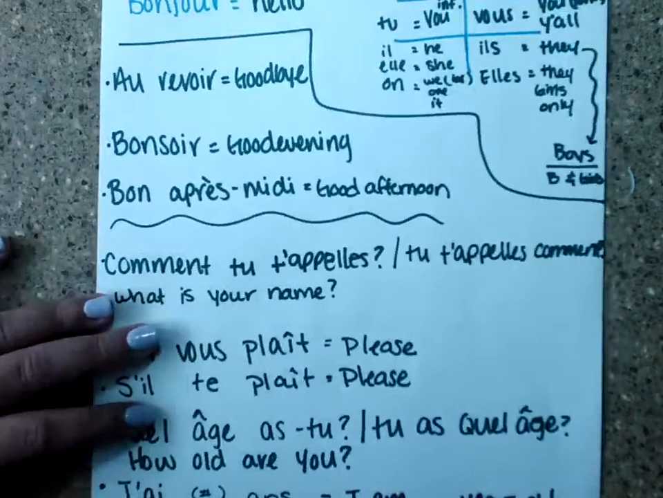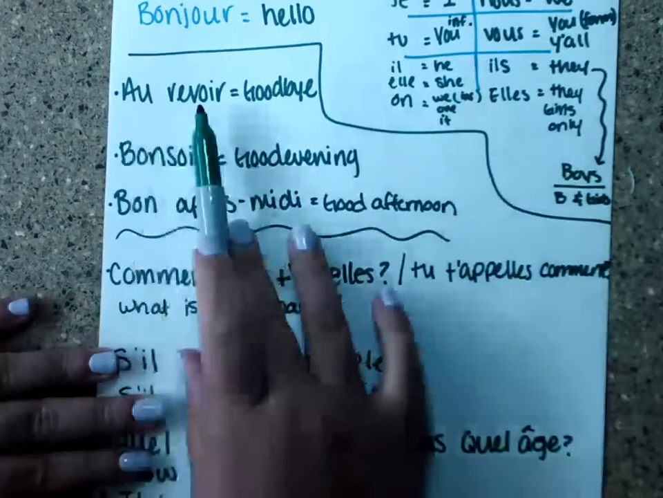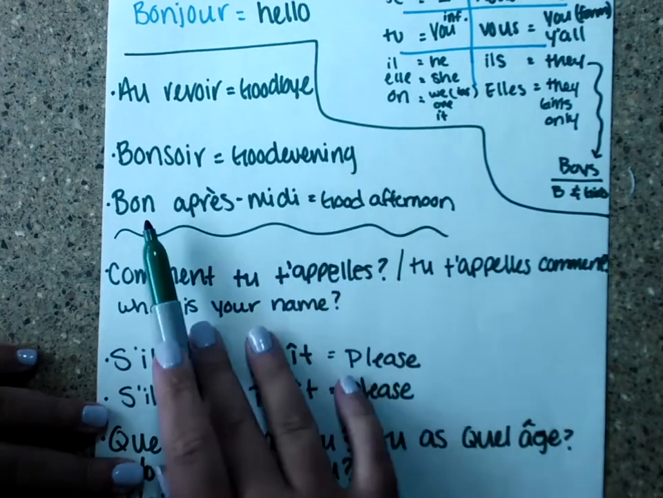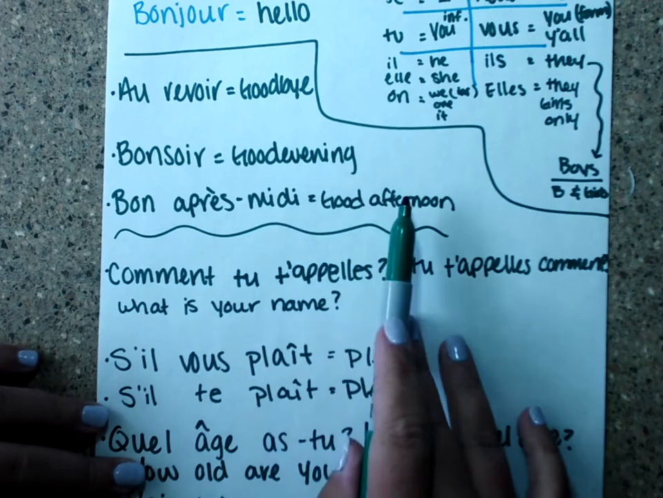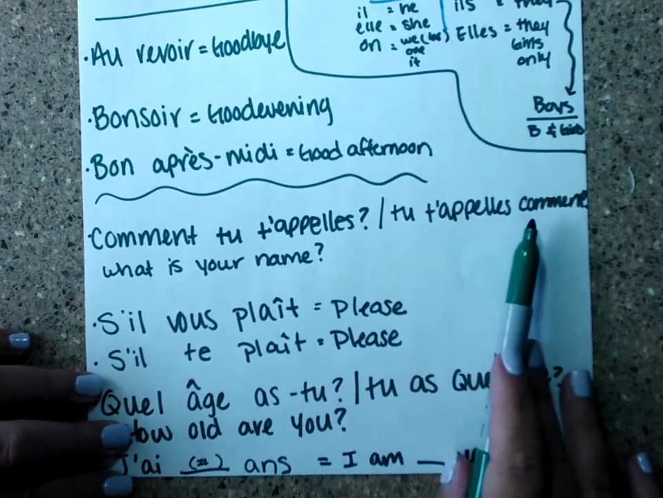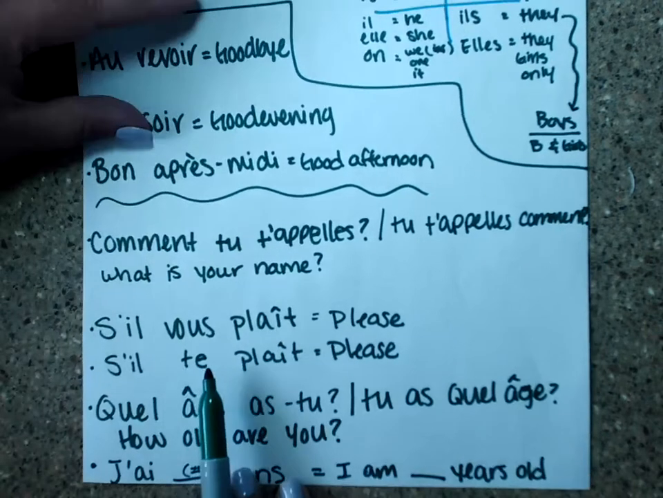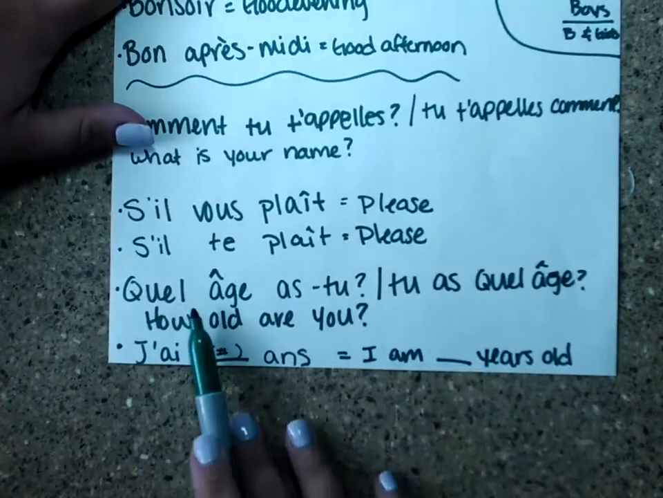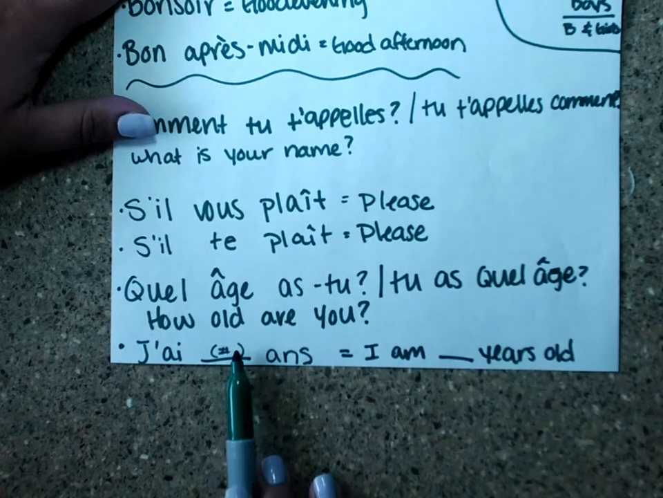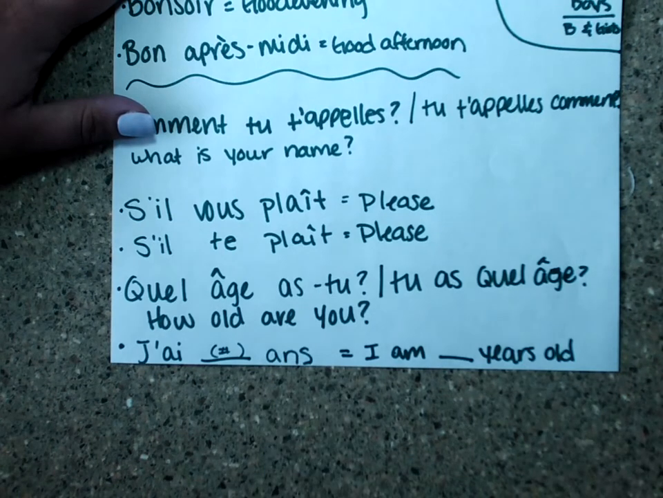Okay, let's review all this real quick. So this was from yesterday. I'm not going to go back through all that again. We have au revoir, which means goodbye. Bonsoir, which means good evening. Bon après-midi, which means good afternoon. Comment tu t'appelles, or tu t'appelles comment, which means what is your name. S'il vous plaît, or s'il te plaît, which means please. Quel âge as-tu, or tu as quel âge, which means how old are you. And j'ai, and then you put your number, ans means I am blank years old.